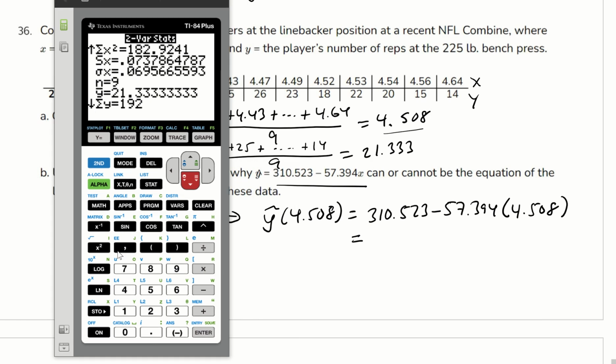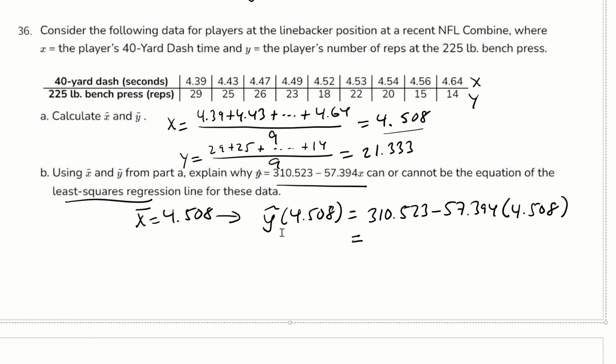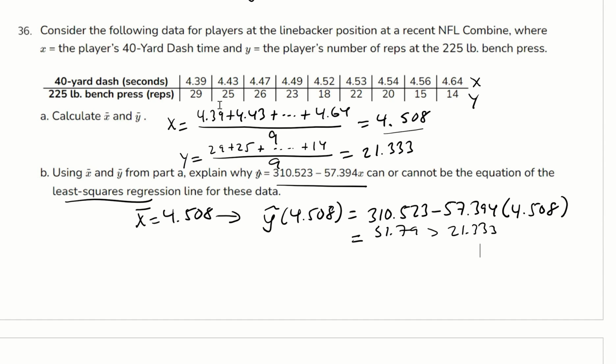We get 310.523 minus 57.394 times 4.508. All right, look at that, 51.79. Let me make sure, yeah, 51.79, which is greater than 21.333. That means the point we have is below the line. The regression line is saying it's 51 point something, but the y bar, x bar is down here at 21.33. That means it's not on the line, so it cannot be the least squares regression line, okay?